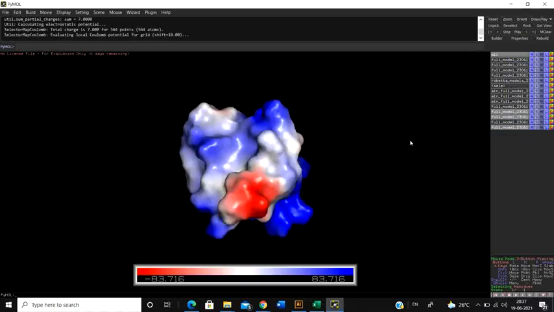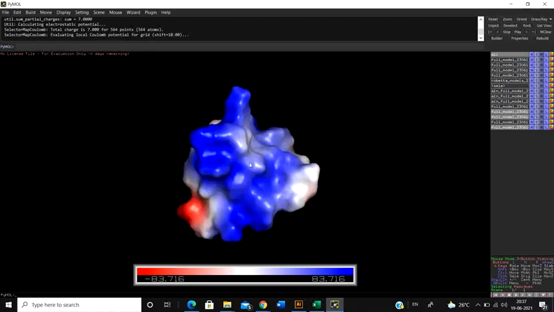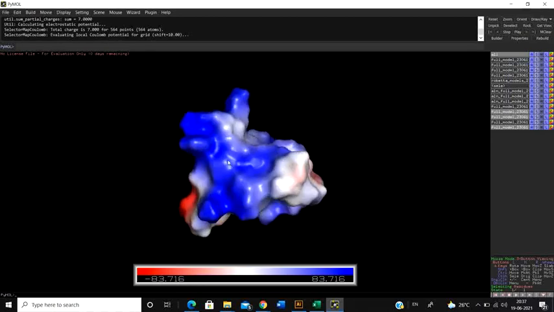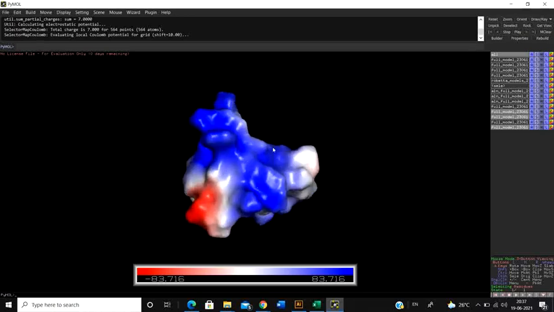Click on it and see, this is the protein contact potential of your protein. So what is protein contact potential? It actually determines which portion of the protein is going to interact with which portion of the other protein. For example, this particular deep blue section is the electropositive section.